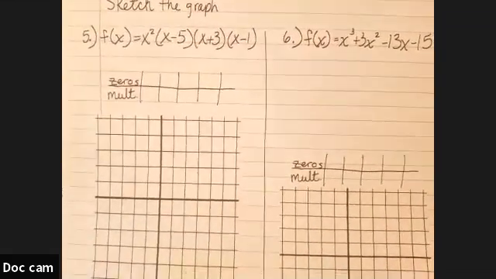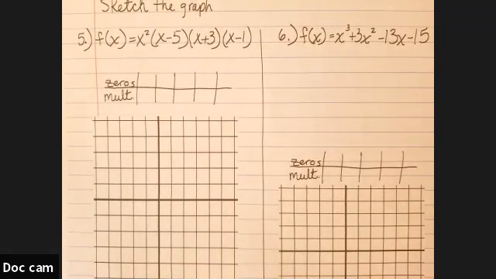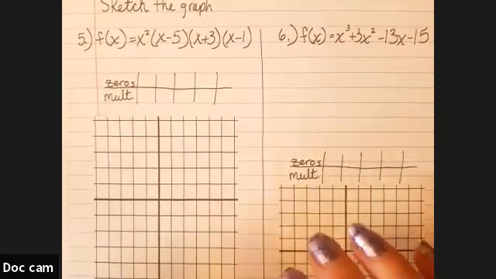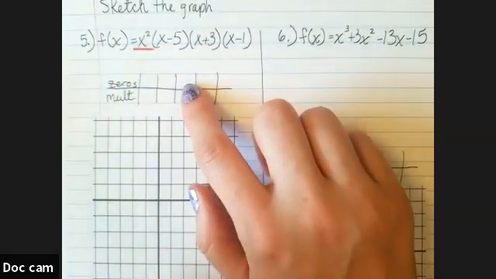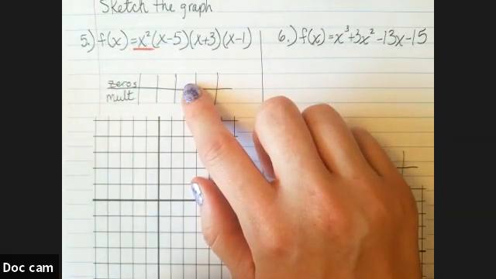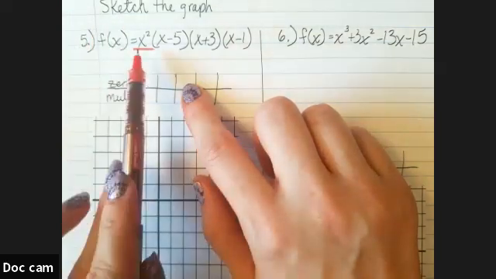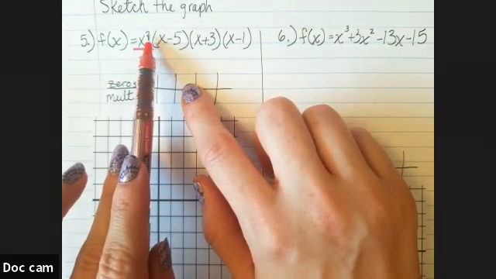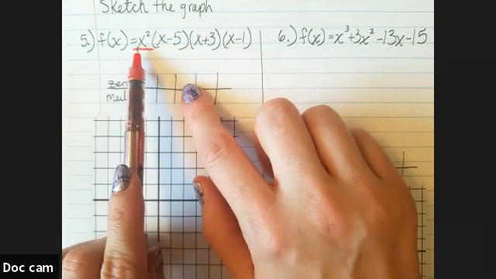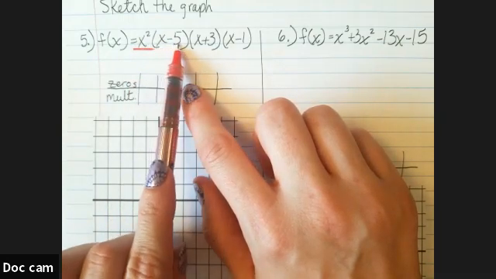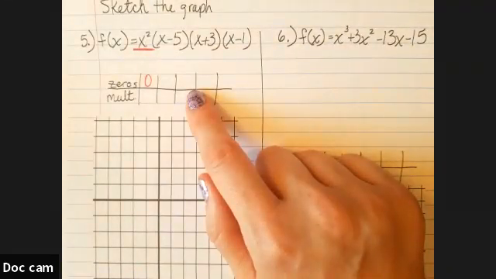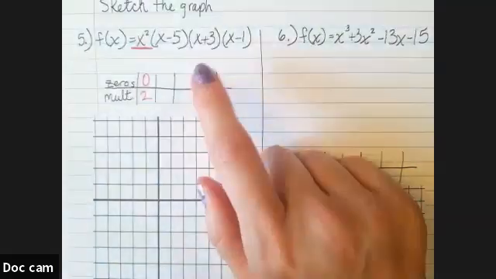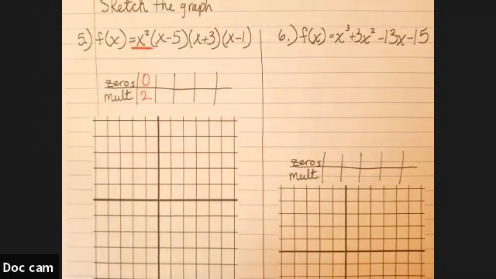So for number 5, let's figure out the zeros. All right, now the one that people usually miss a lot is this right here. If you were to set x squared equal to 0, that would mean that x is equal to 0. So when you have an x in the front that doesn't have a plus or a minus a number, regardless of what that exponent is, that's always going to give you a 0 at 0. And then the multiplicity is 2. So that's one that people miss a lot.